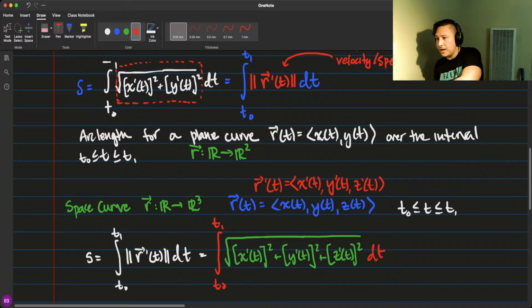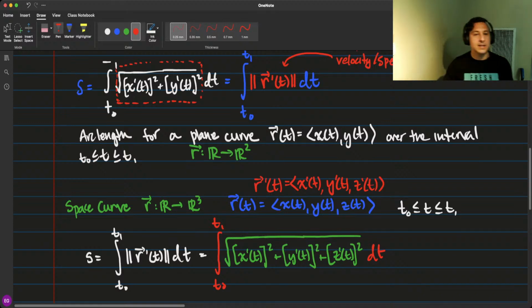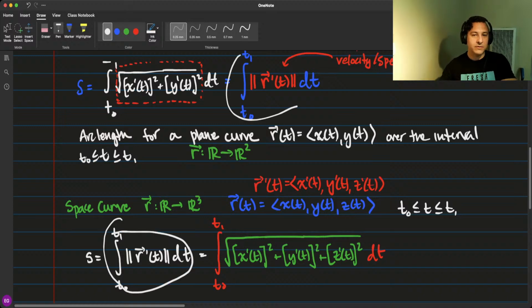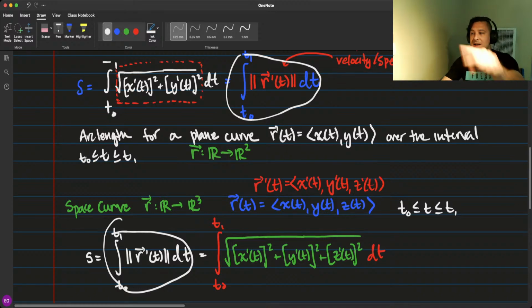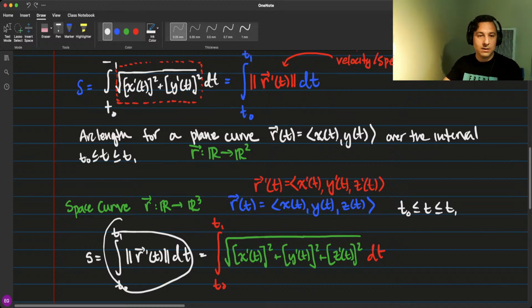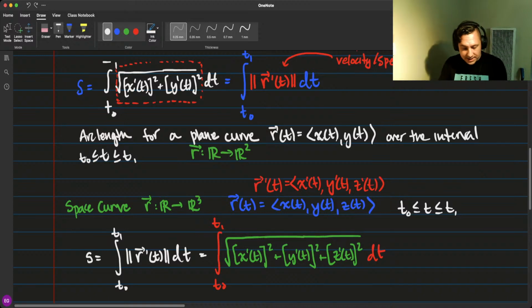Now, what's cool about the vector way of talking about this is that you only have to remember one formula and it depends upon the context. Notice that for both of these, we have the integral of the magnitude, whether it's for a plane curve or a space curve, and then that becomes some other integral, because when you actually calculate the magnitude, you get the square root of something squared. So it works the same. It's the same formula no matter what you're working with. We're going to do an example of this in a moment.